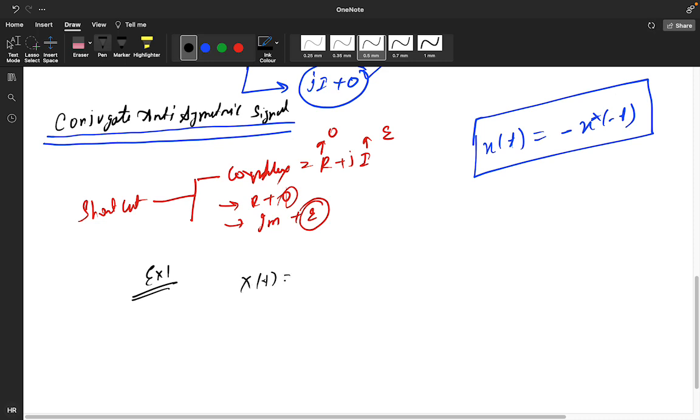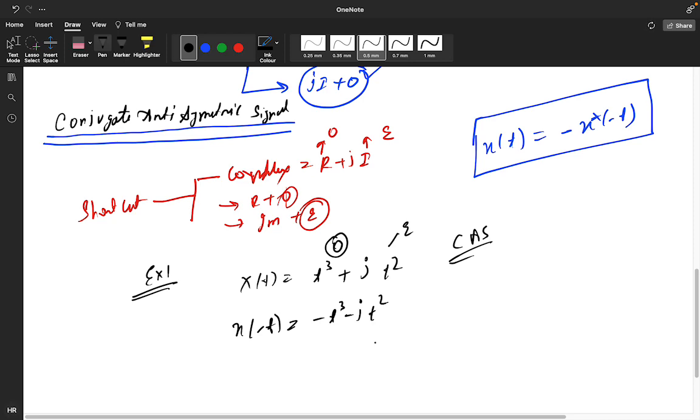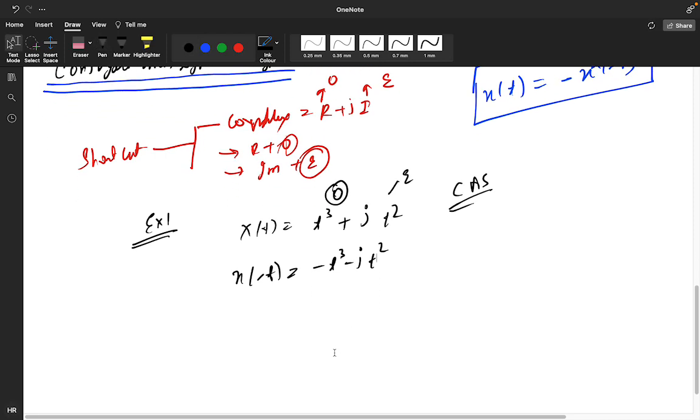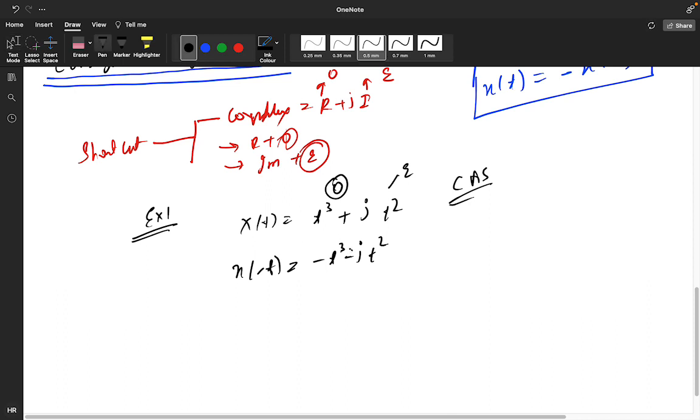So example, write the first example. x of t is t cube plus j t square. So is the real part even or odd? Odd. And the imaginary part is even or odd? Even. So it is conjugate anti-symmetric. You can cross check. x of minus t, what are you getting? Minus t cube plus j t square, since minus the whole square, plus will be there only.